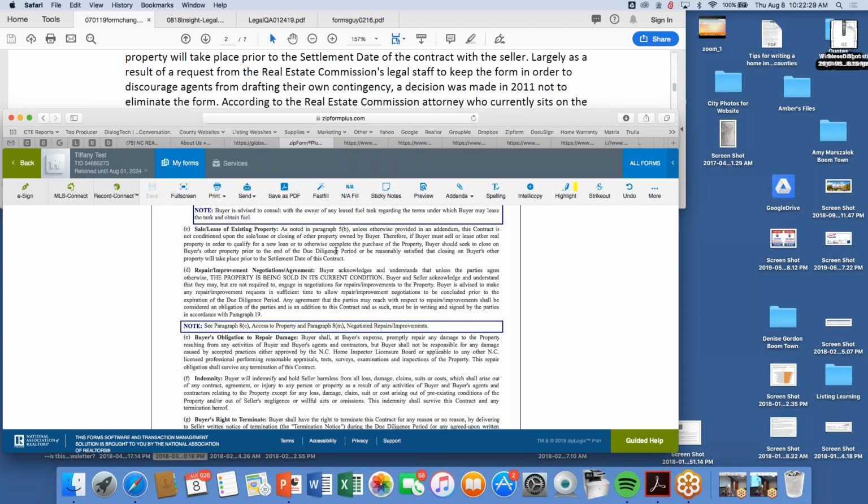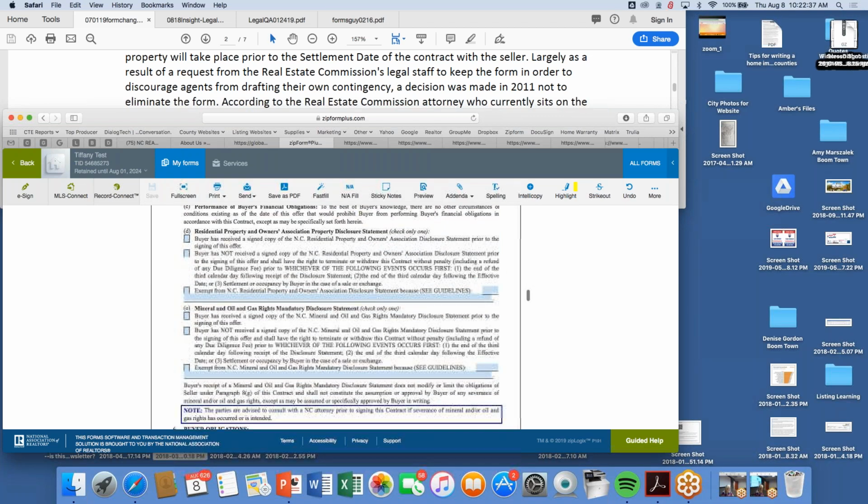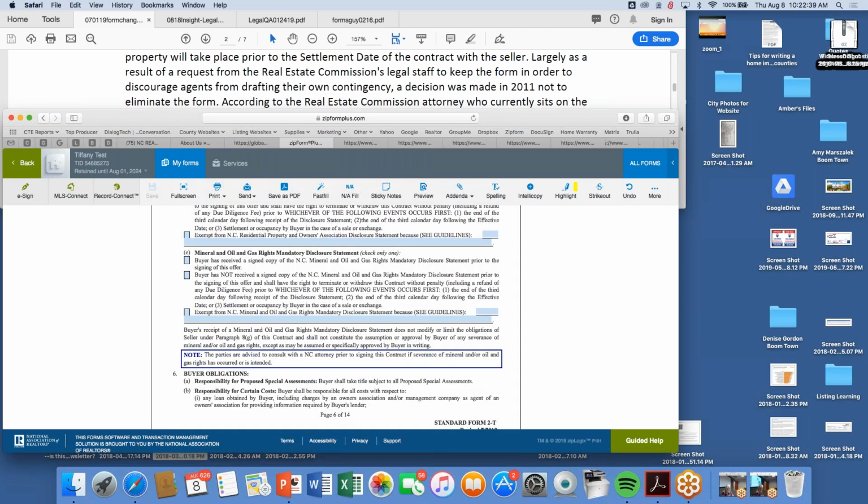So you take the due diligence period right up until closing? You do not take the due diligence period right up to closing. When you are considering this, you need to make sure that your buyer will feel confident that by the end of the due diligence period, they can close on the other property.